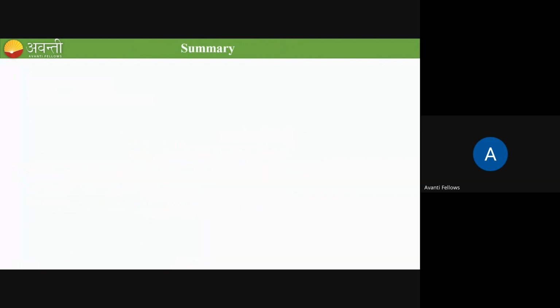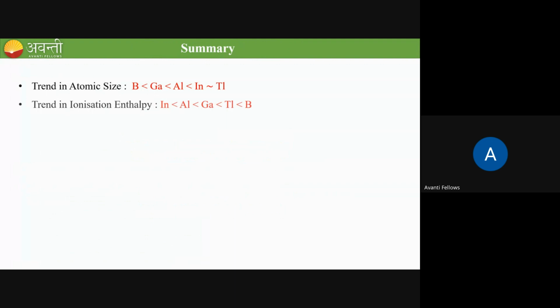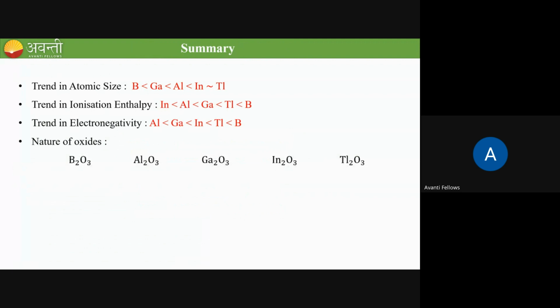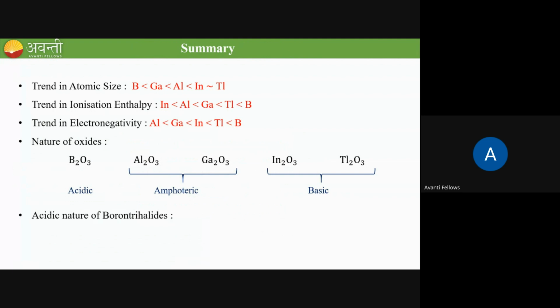Now we will summarize the group 13 part. Yesterday we discussed the atomic size, and this was the trend we studied. And for ionization energy and electronegativity, these are the trends that you have to study. Coming to the nature of oxides, as I already told you, B2O3 is acidic, the next two are amphoteric, and the last two are basic. Coming to the acidic nature of boron trihalides, BF3 is less acidic and BI3 is more acidic. All these things we discussed yesterday. This is just a summary of it.